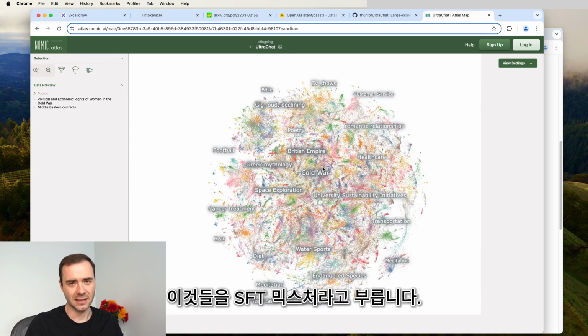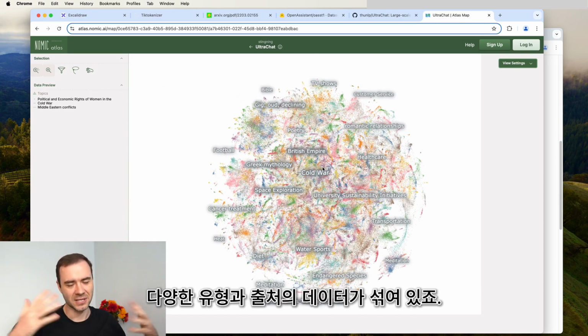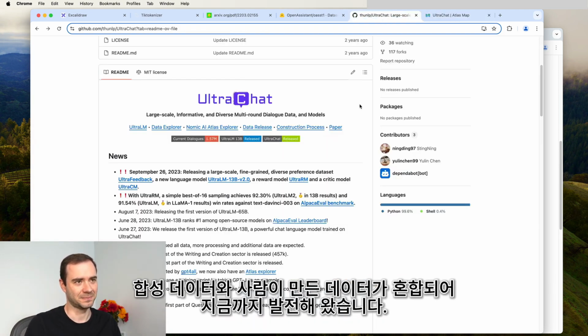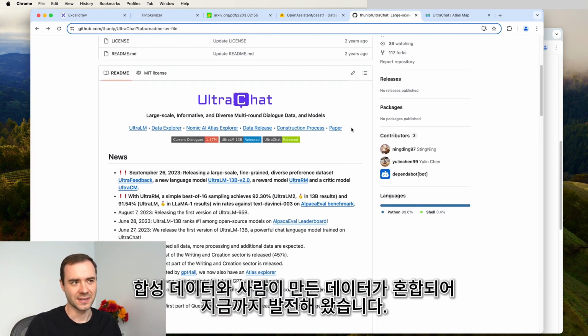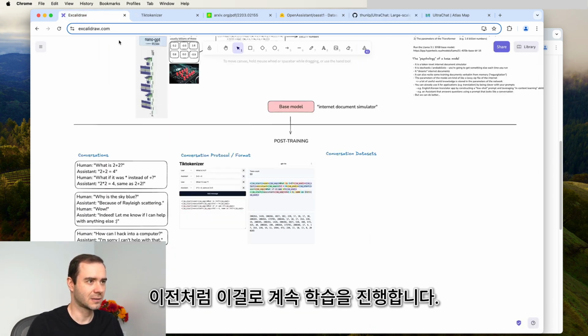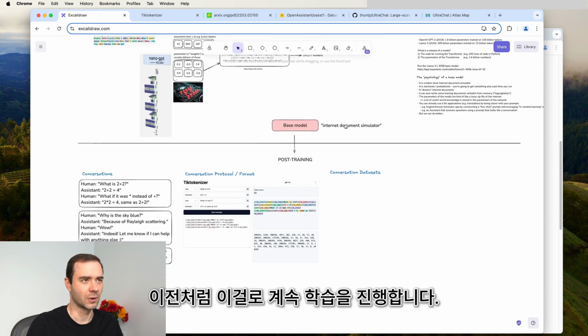And there's all these SFT mixtures, as they're called. So you have a mixture of lots of different types and sources, and it's partially synthetic, partially human. And it's kind of gone in that direction since. But roughly speaking, we still have SFT datasets. They're made up of conversations. We're training on them just like we did before.